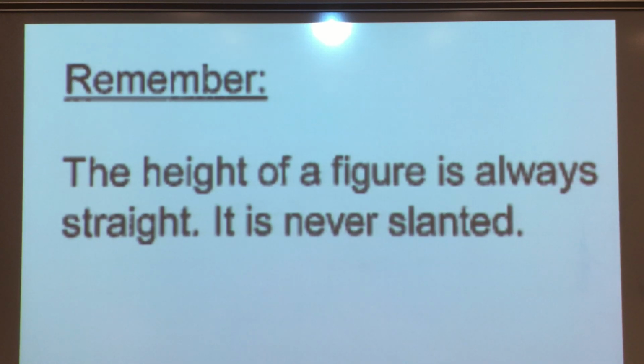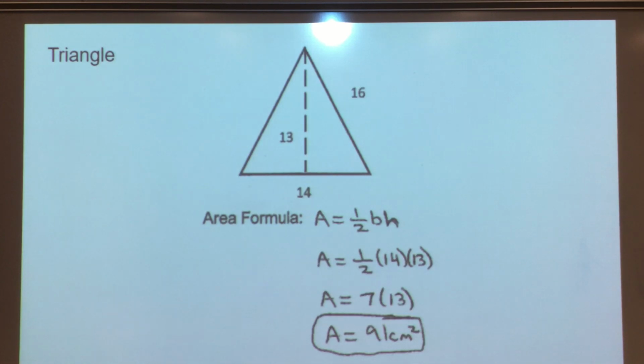Now, key thing to remember: anytime you need to find the height of a figure, height is always going to be straight. At this level of math, your height is not going to be slanted. We'll leave that for your higher levels of math. So for middle school math, your height is always going to be straight, never slanted. And that's important here, because when you look at a figure like the triangle, the formula, you'll see it there, area equals 1/2 base times height.